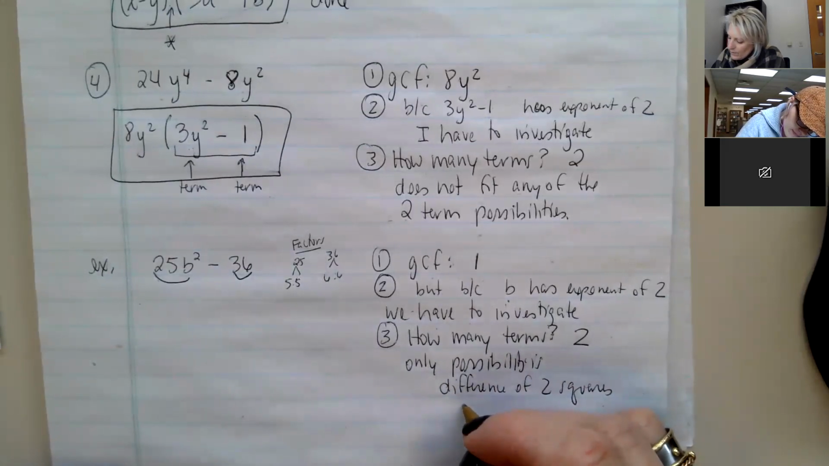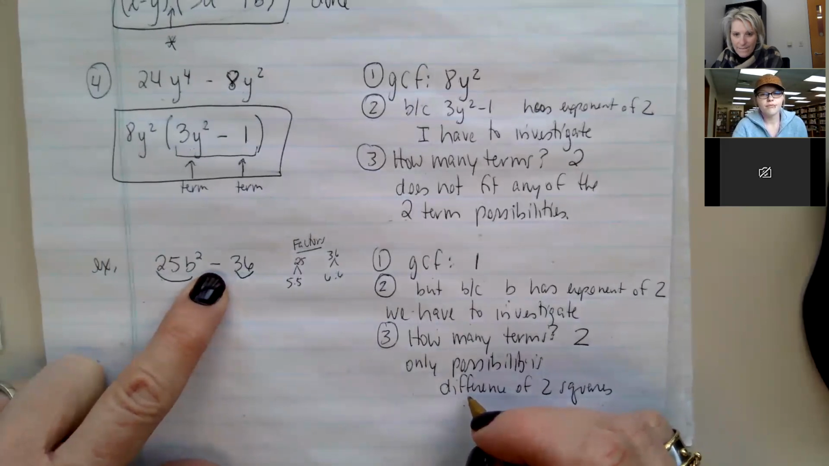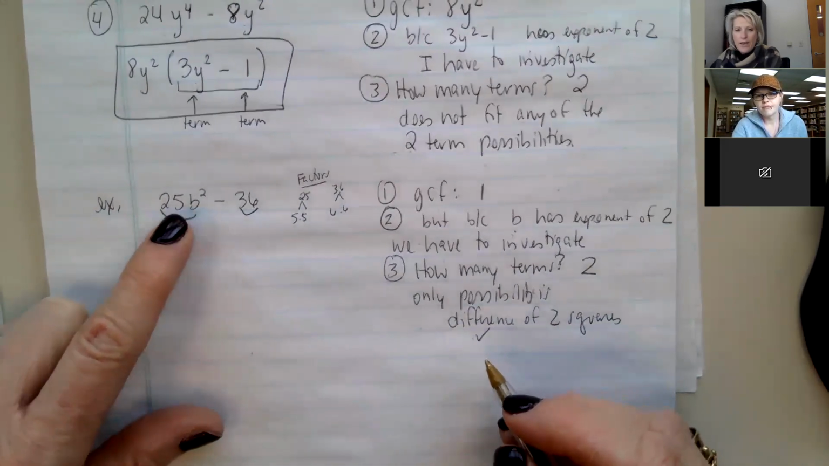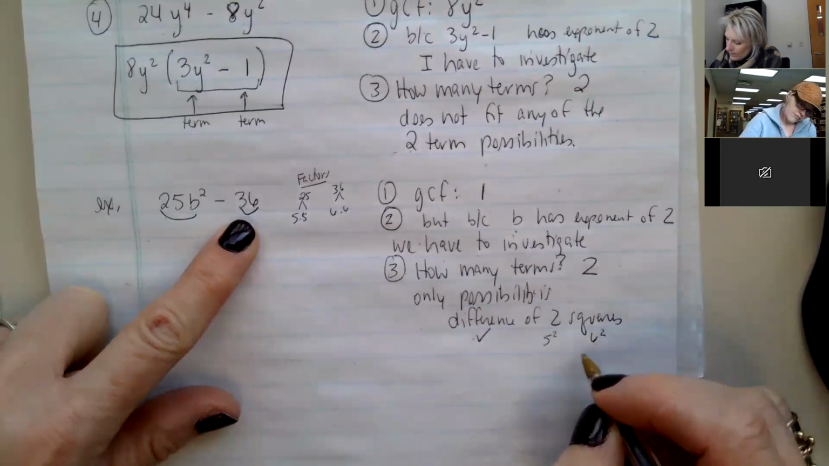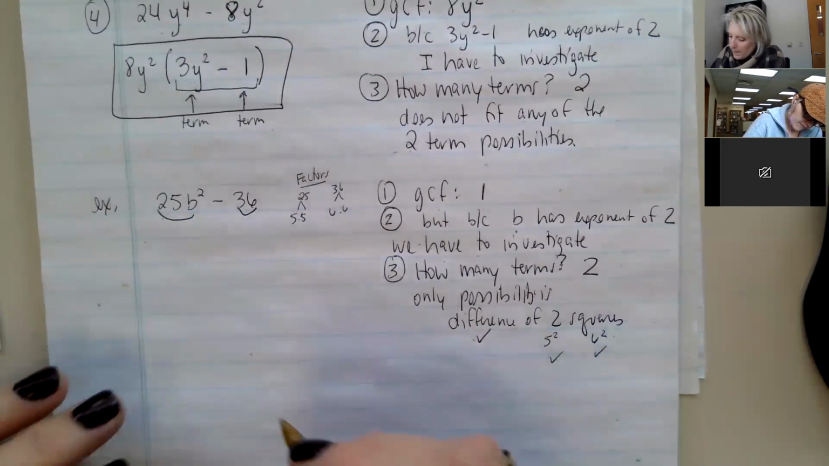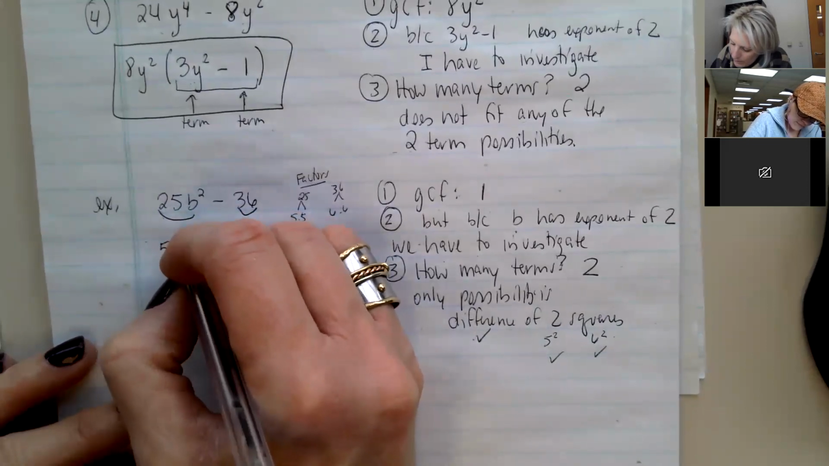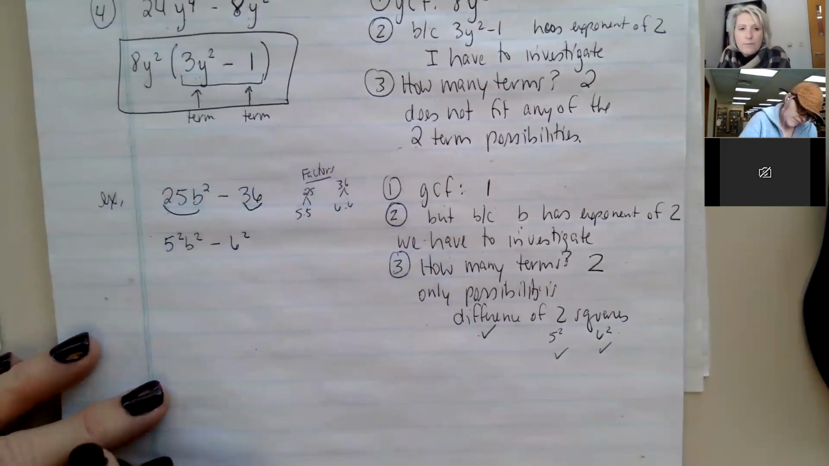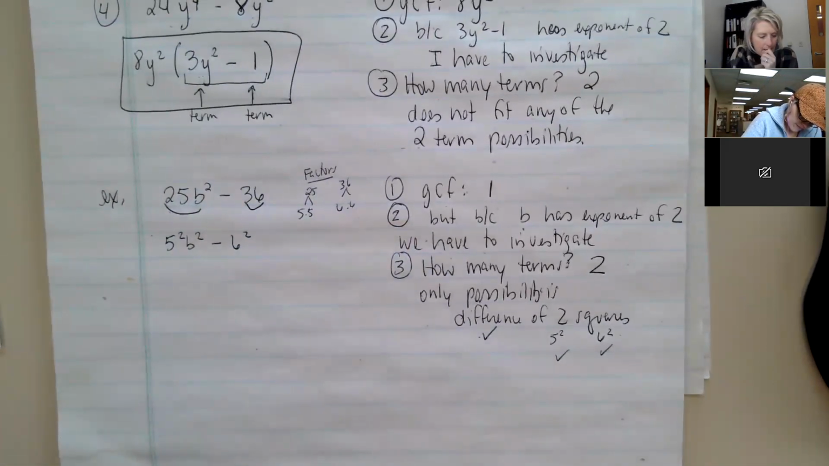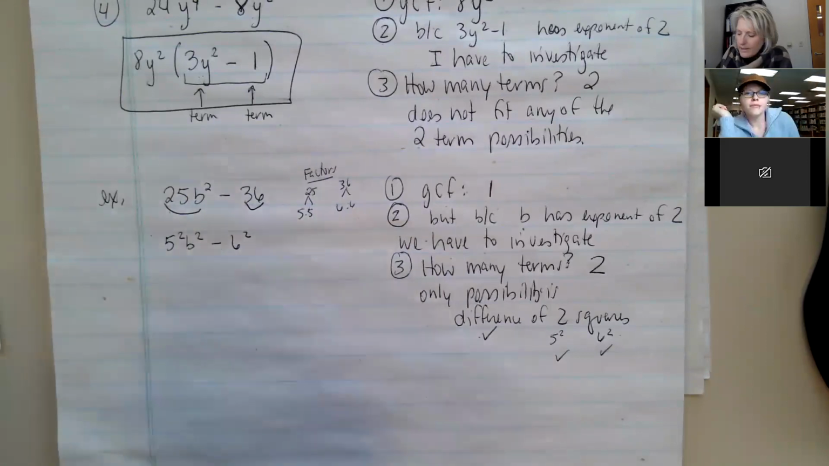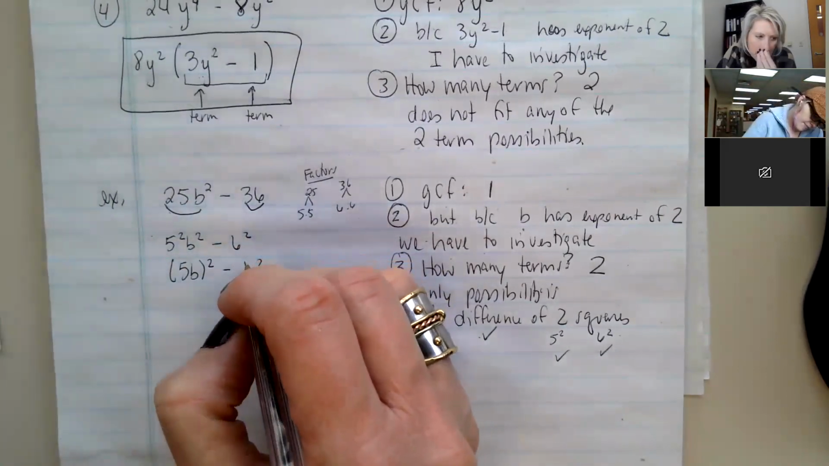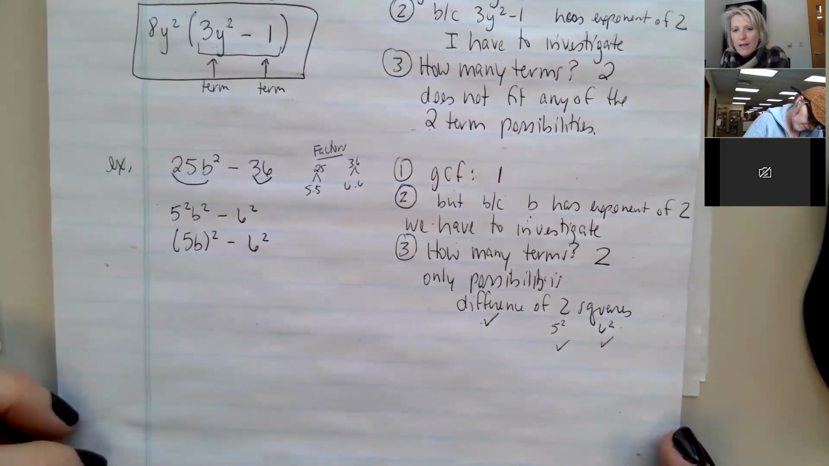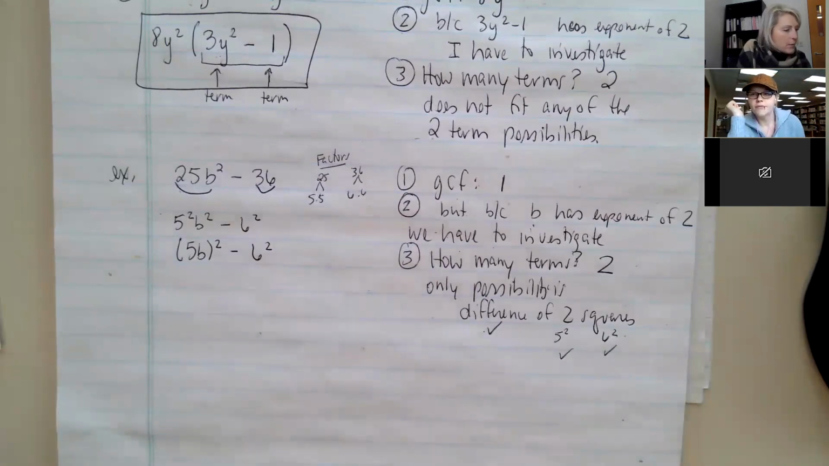So we do have a difference, right? Okay, so we have the difference. I'm going to check box there. And then we have 5 squared, and we have 6 squared. So I'm just going to rewrite it. We have 5 squared b squared minus 6 squared. And we really want to write it like this, 5b squared minus 6 squared. And I'm going to point to where this is in the book so that everybody, this is page 73 in your book.